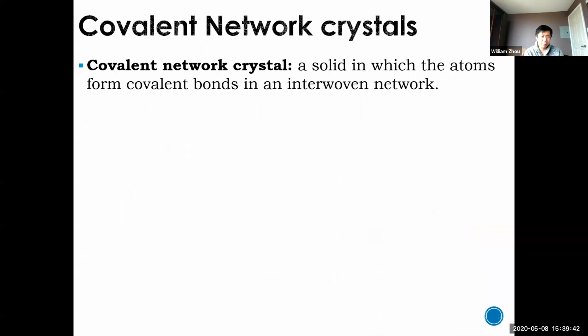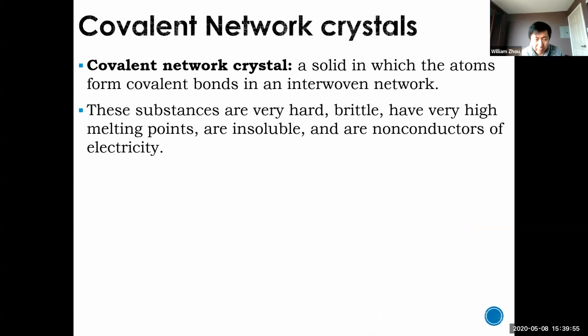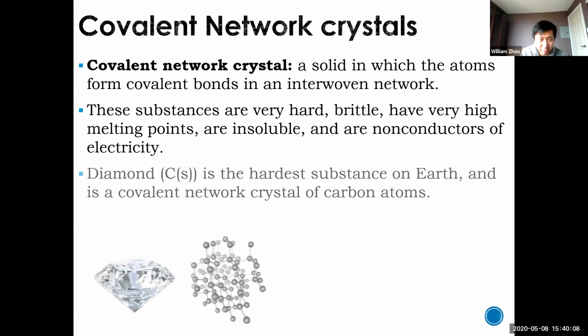And don't get this confused with the next one, covalent network. These are also covalent bonds, but this is a web of covalent bonds. It's an interwoven network. And these substances are extremely hard and they are brittle and they have ridiculous melting points. They're extremely high in their melting point and they don't conduct electricity because, again, they don't have free-flowing ions. Diamond is the classic example here. Diamond is extremely hard. Now, why is that? Why is it so hard to break diamond?